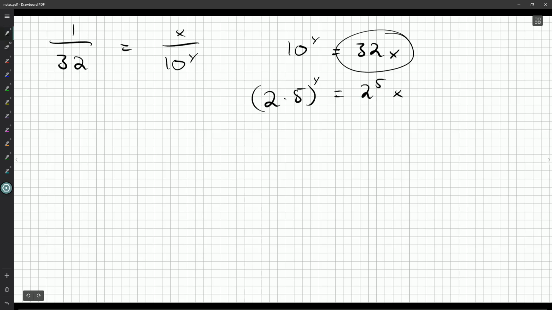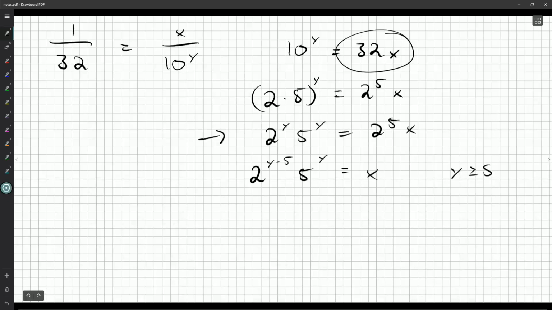Okay, so what have we got? Well, we can expand this out. 2 to the y times 5 to the y equals 2 to the 5 times x. Now, if this really is, on the left-hand side, a multiple of 32, I can divide both sides by 2 to the 5. I'm going to divide by 32. And this gives me an equation for x. But we need y to be greater than or equal to 5. Otherwise, we're dividing by 2 at least, and x wouldn't be an integer. So, well, the bigger we make y, the bigger we make x. We can see y should be 5.